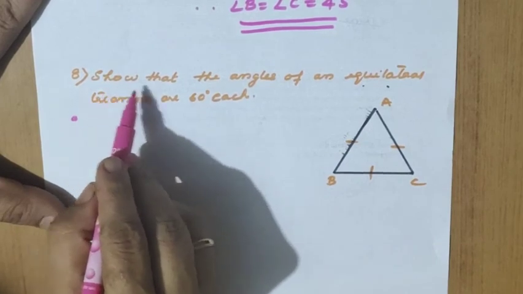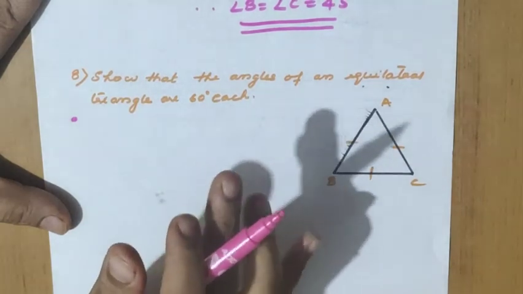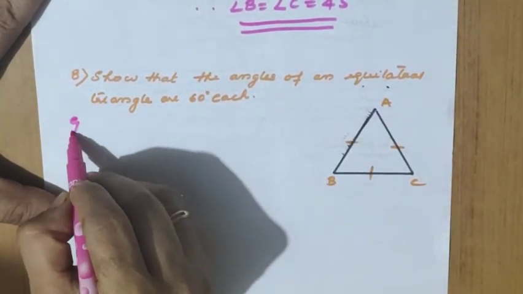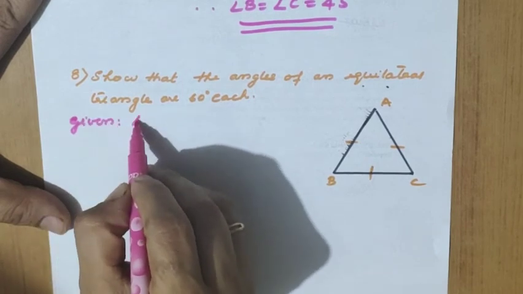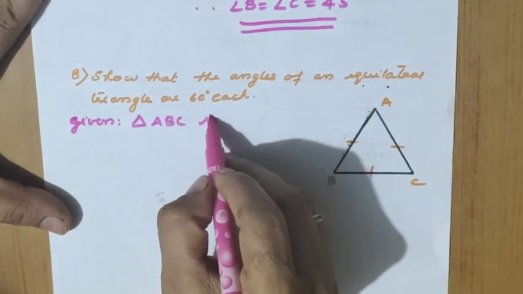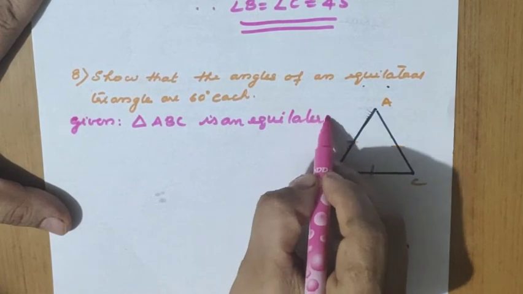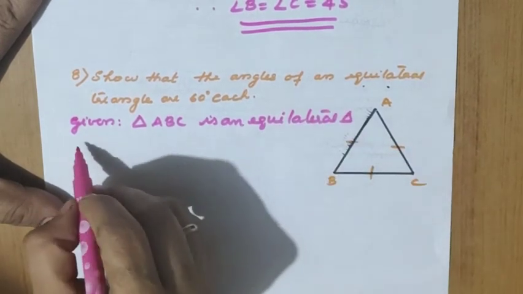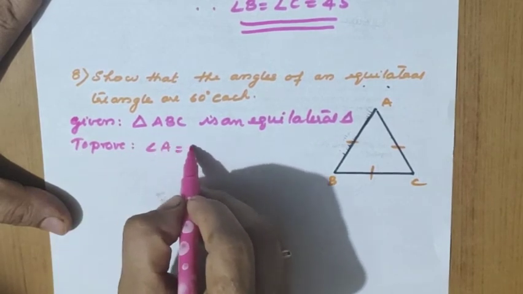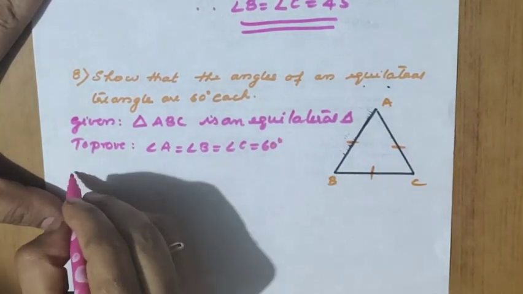Next question, show that the angles of an equilateral triangle are 60 degree each. We already know the concept that when it is an equilateral triangle, each angle will be equal to 60 degree only. So what is given here? Triangle ABC is an equilateral triangle, right? To prove angle A equal to angle B equal to angle C is equal to 60 degree. Proof.